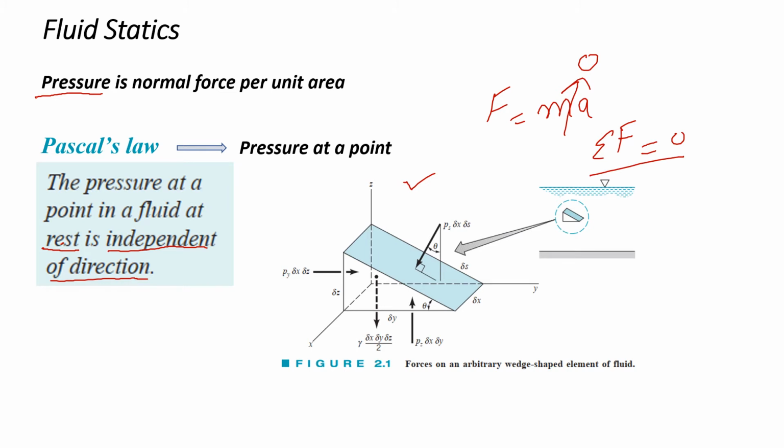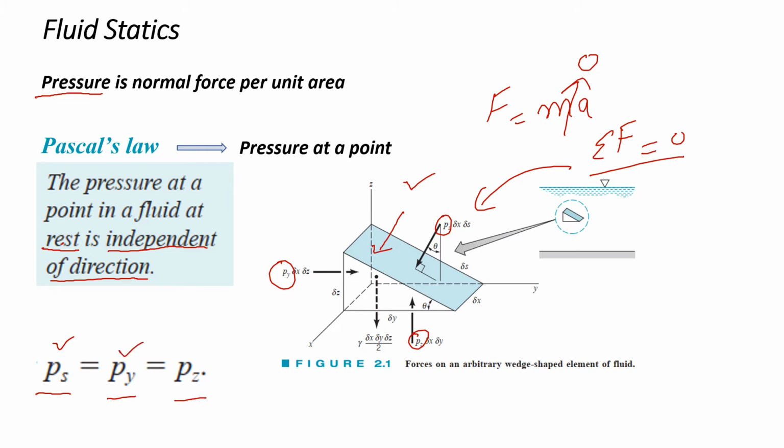And then what we did, we summed all the forces that are applied on this fluid element, and at the end we saw that all the pressure forces, that is Pz, Py, they are all equal. That is, at the end, this is what we were left with: Ps is equal to Py is equal to Pz. So there was the pressure in the s direction, that is on the slant edge, then the pressure in the y direction, that is this pressure, and the pressure in the z direction. They all came out to be equal, which satisfies Pascal's law.